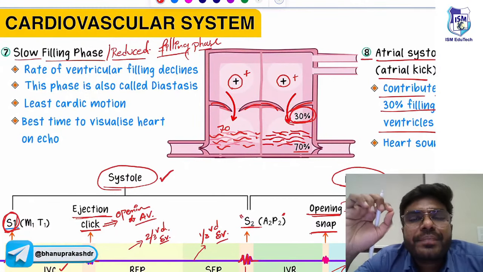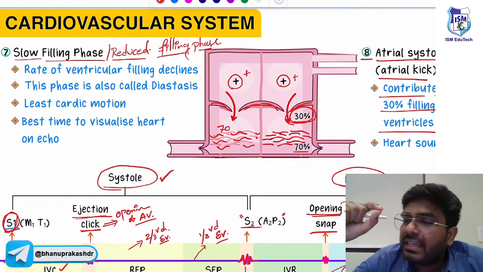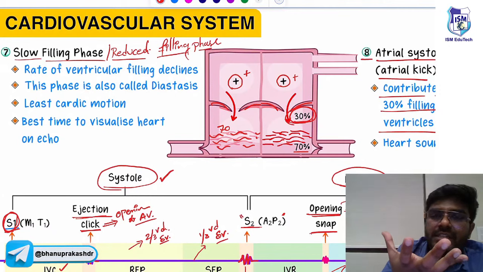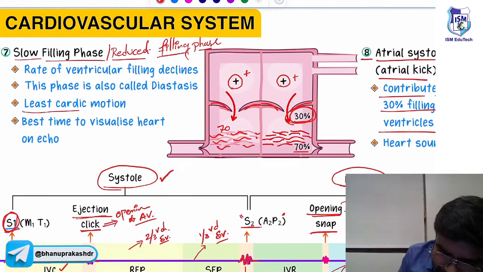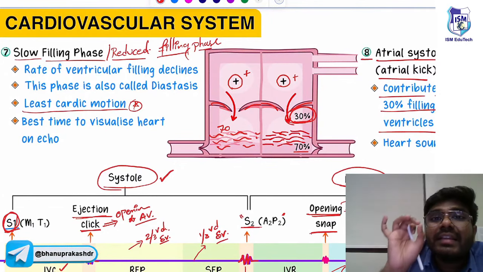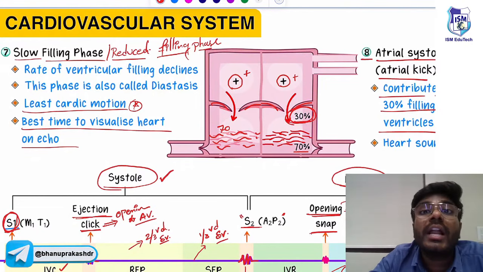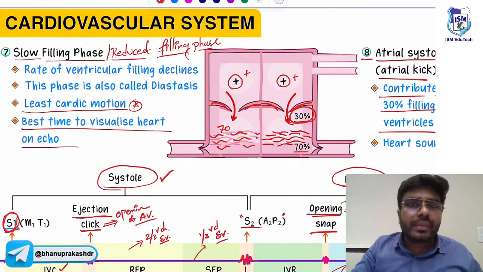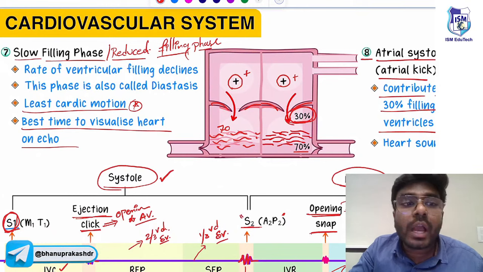But first of all, the atria are not contracting. The ventricle is not contracting; the ventricle is completely relaxed. So the heart is not contracting, and it is completely relaxed. Even the blood flow within the heart is very, very less. So there is the least cardiac motion. This is the best time to take the photos of the heart, the echocardiography. If you want to look at the heart abnormalities, you will do the echocardiography. So the best phase to visualize the heart is this, for echocardiography.